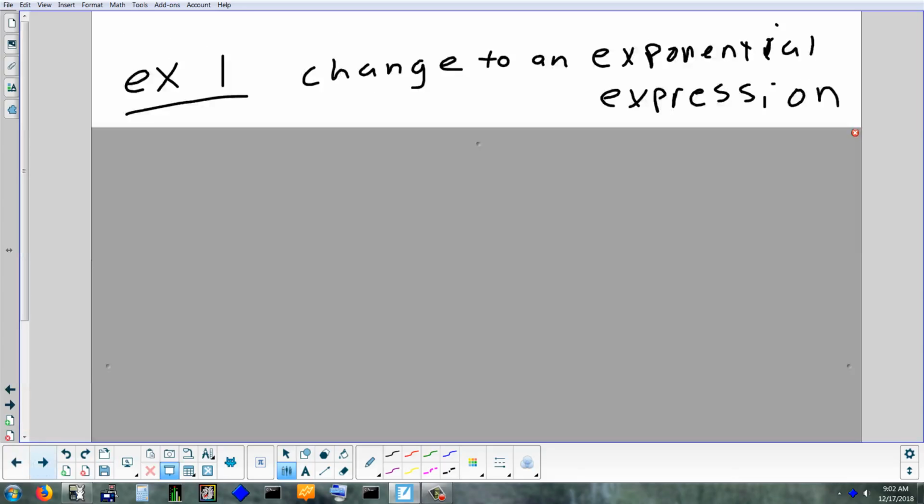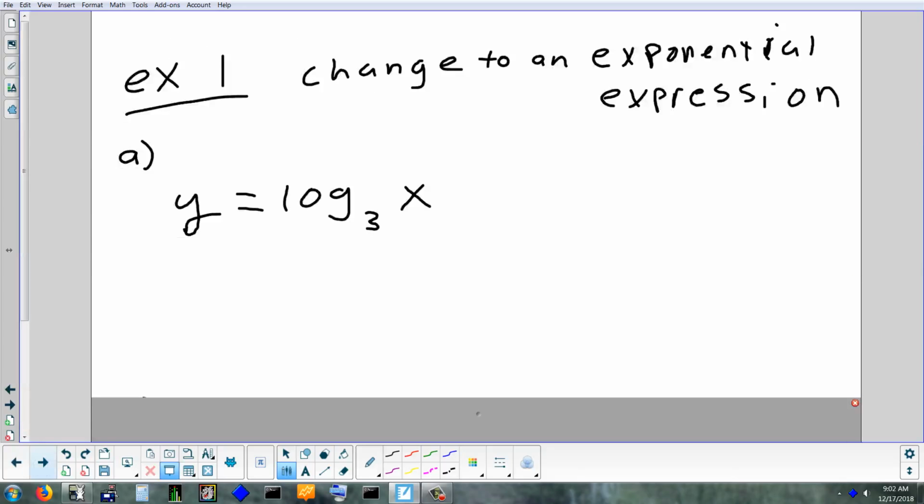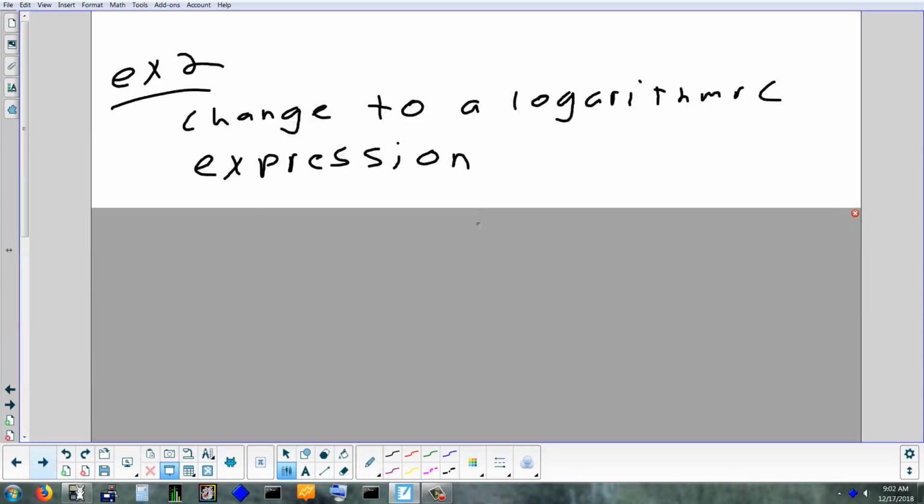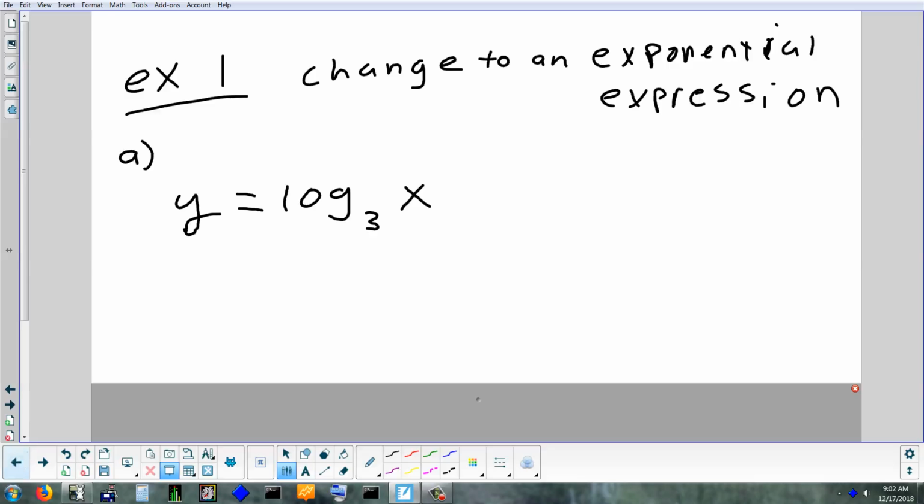Let's take a look at something that's in log form and see if we can change it to exponential. What this is going to do is get rid of the word log. Sometimes we want to change it to log, and we're going to do that next, but for now, let's change it the other way, to an exponential.